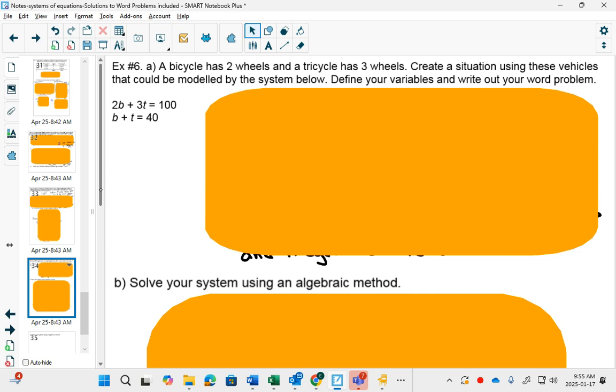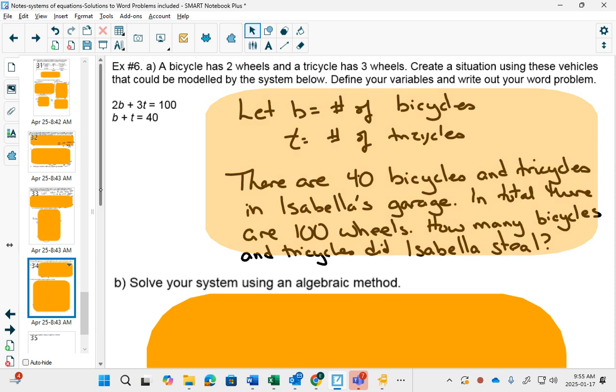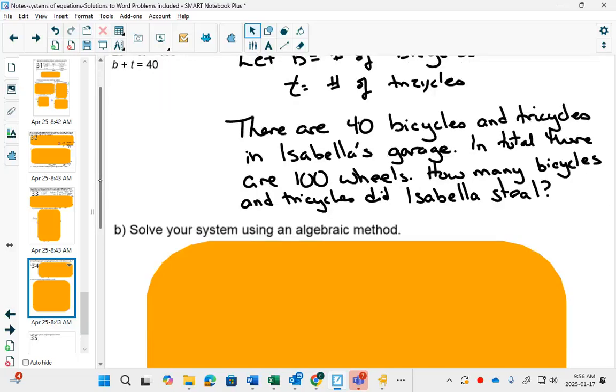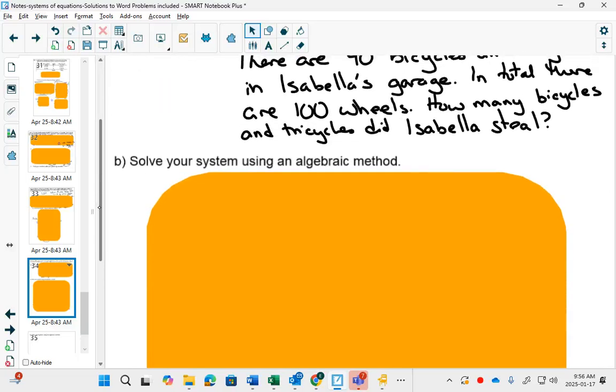And I used Isabella in this question. There are 40 bicycles and tricycles in Isabella's garage. In total, there are 100 wheels. How many bicycles and tricycles did Isabella steal? So we're having a little bike theft ring here. And then we could solve it.